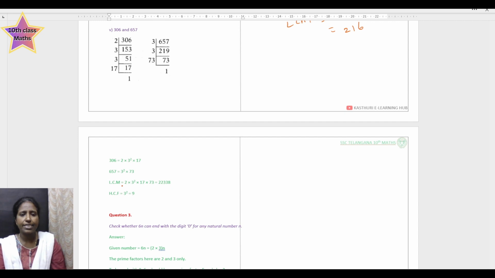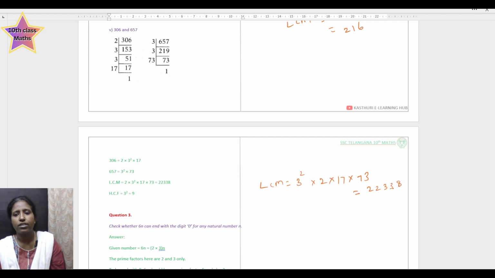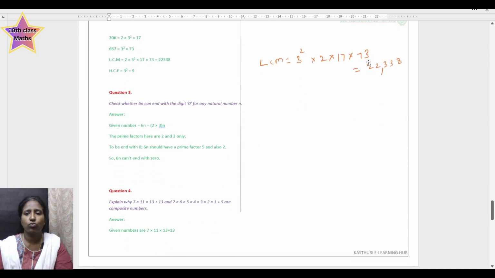Okay, LCM. Firstly, take the common one. What is common? 3 square. And after that, what is remaining? LCM equal to 3 square, the common one we will take. What is remaining? 3 square into 2 into 17 into 73, which will give you 22,338. Okay, we'll move on to the next one.